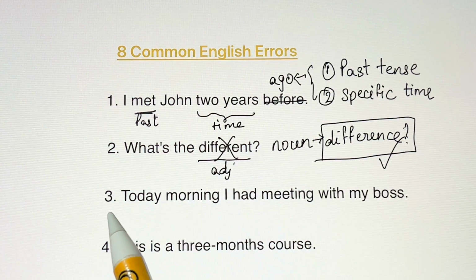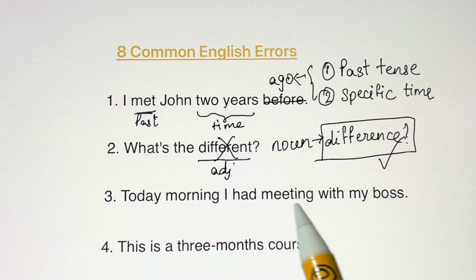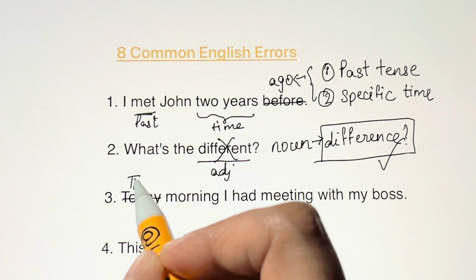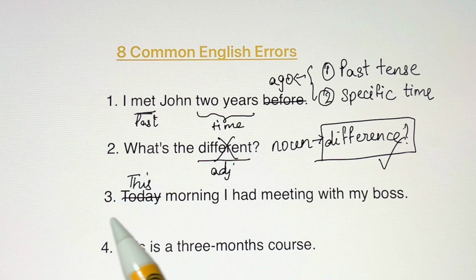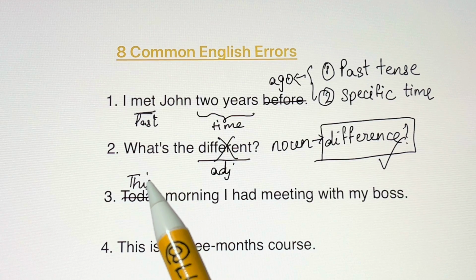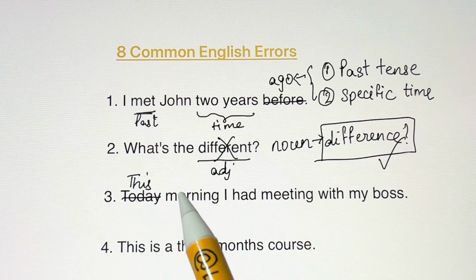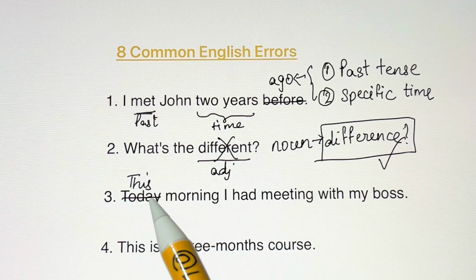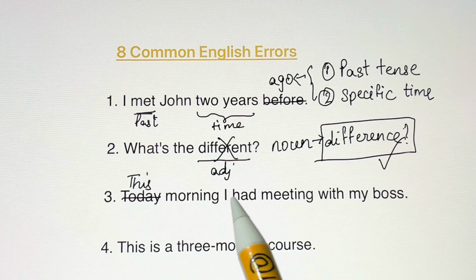What's the difference? Number 3. Today morning I had meeting with my boss. Well, what's wrong with this sentence now? Well, it should be this morning. This morning I had meeting with my boss. This morning is used to indicate the morning that has just passed. It's redundant and unnecessary to use today with that. So we don't use today morning. We use this morning. So if you are talking about the morning of the same day, then use this morning. This morning I had meeting with my boss. This morning I woke up late.